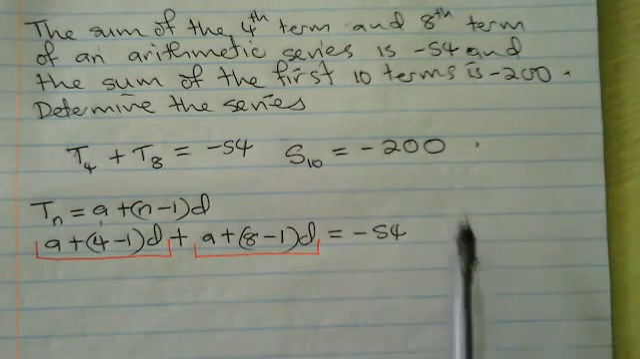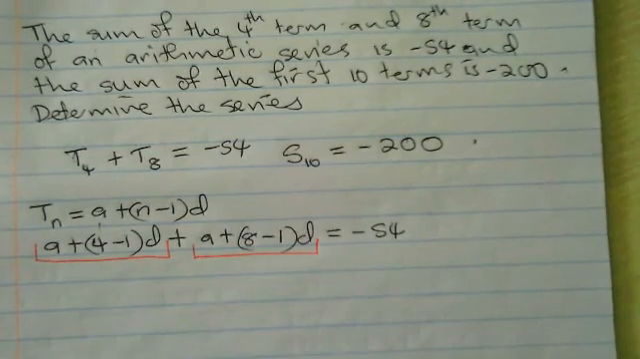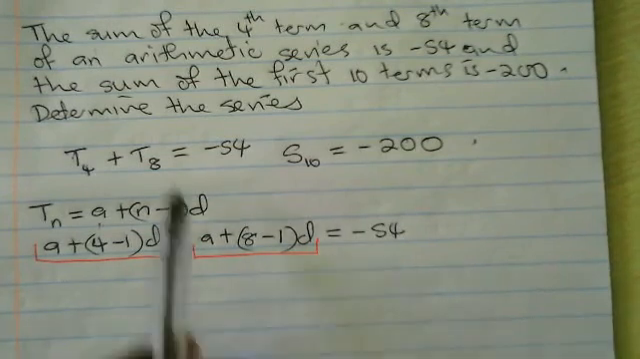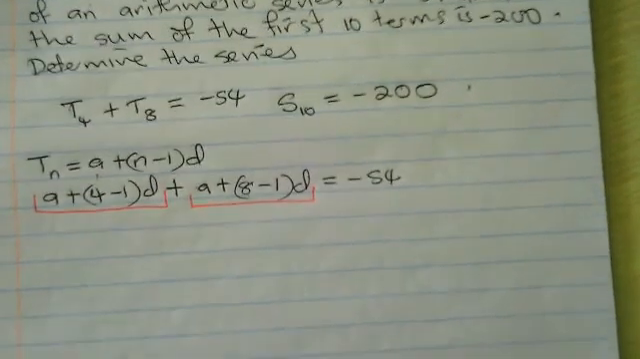So we can make use of this information to come up with two equations which we can then solve simultaneously to get the value of a and the value of d. We use the a and d to determine the series. That's how we answer the question.